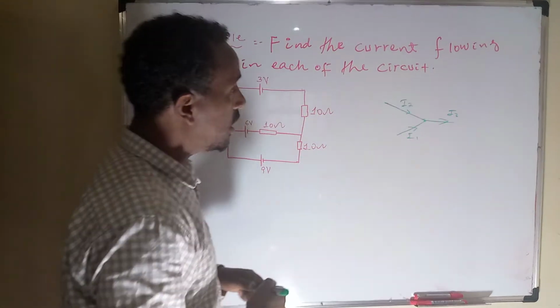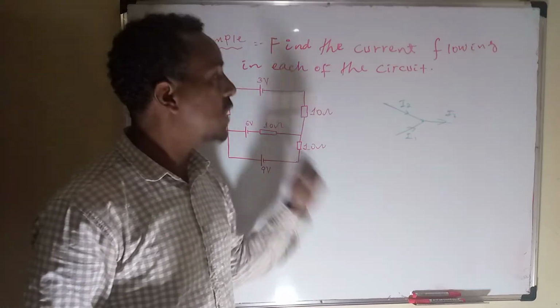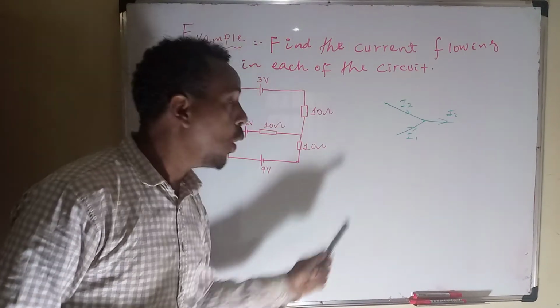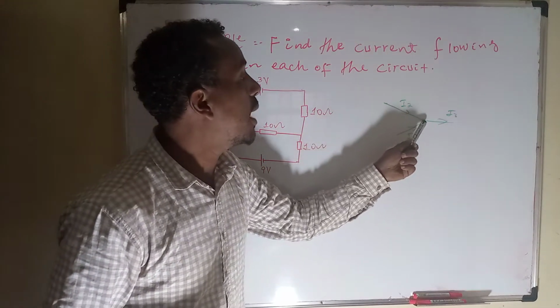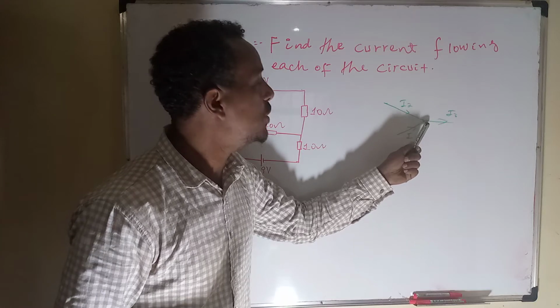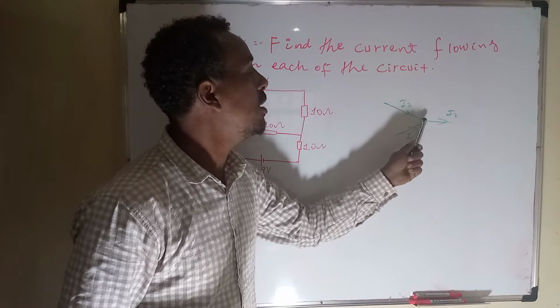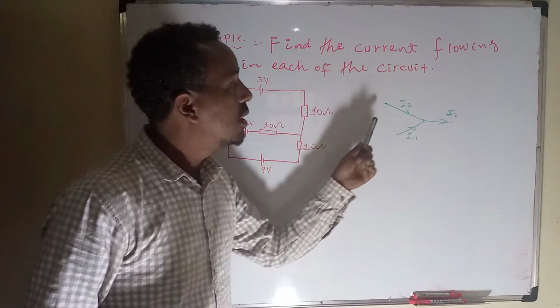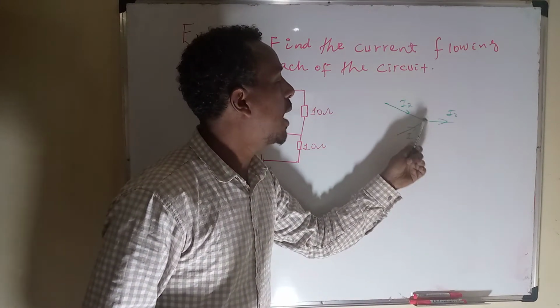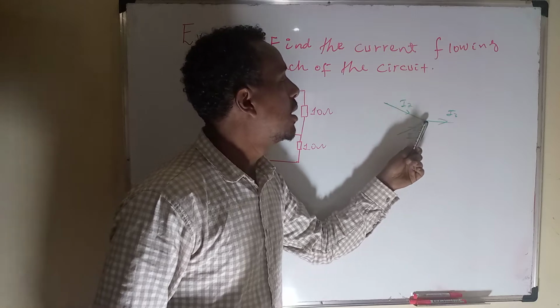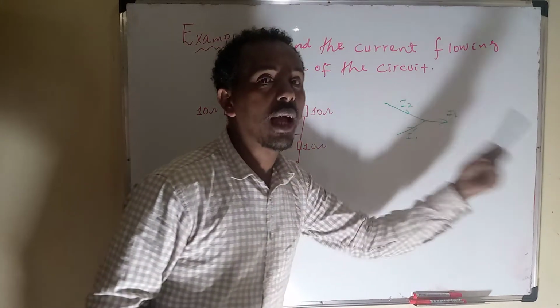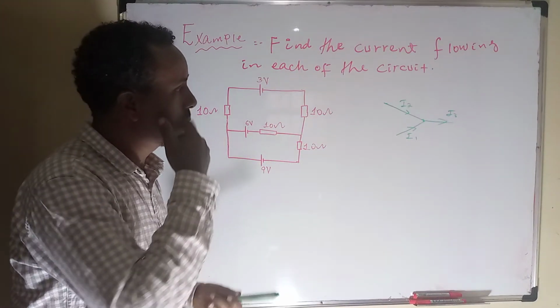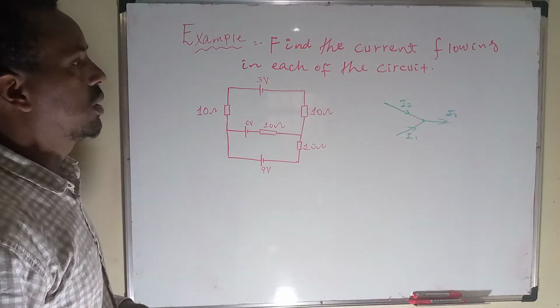Now, according to this rule, Kirchhoff's junction rule or Kirchhoff's point rule, the total current entering to the junction or point is equal to the total current leaving that junction. ወደዚህ የሚገባው የቶታል ካረንት መጠን is equal to the total current leaving that junction. ይሄ ነው Kirchhoff's junction rule.